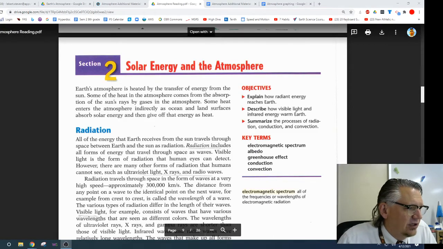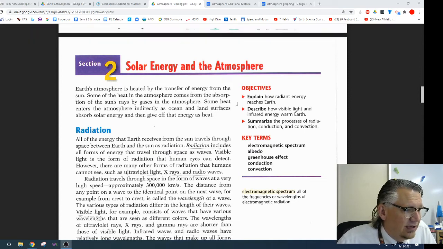Solar energy in the atmosphere. Earth's atmosphere is heated by the transfer of energy from the sun. Some of the heat in the atmosphere comes from the absorption of the sun's rays by gases in the atmosphere. Some heat enters the atmosphere indirectly as ocean and land surfaces absorb solar energy and then give off that energy as heat.